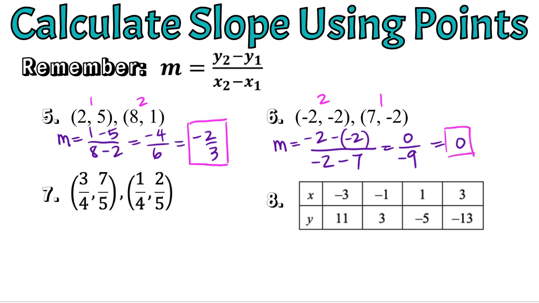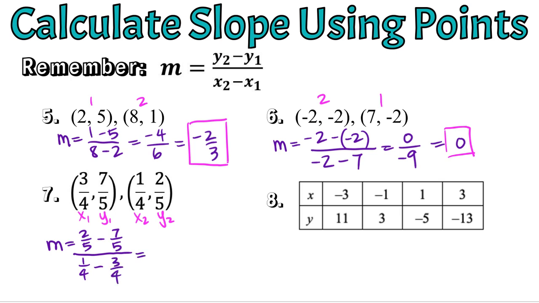All right, in number 7, we have fractions. So I'm going to just label x1, y1 like this, and x2, y2 like this. This is just another way to label your points so that you don't get confused sometimes. And this one is a little more complicated, having fractions. So we're going to subtract our y2, which is 2/5, minus our y1, which is 7/5, and that's going to be over, this is called a complex fraction, over x2, which is 1/4, minus 3/4.